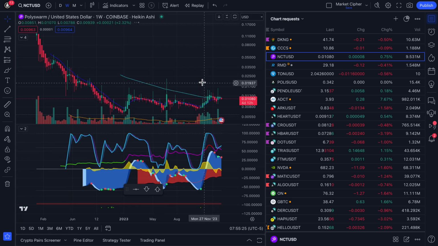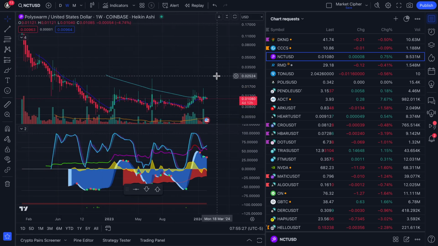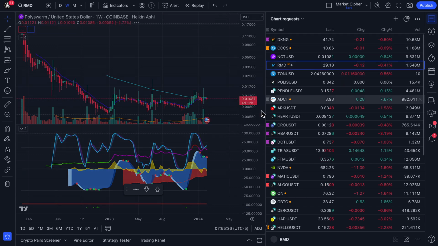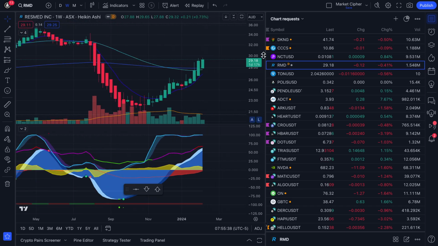We got NCT. This is PolySwarm. Looks like garbage to me. Okay, we're below the 50. We're right on the 50, but we're below it and getting a red dot, which means a rejection. So I wouldn't touch this one. I think there's some better names out there to own.